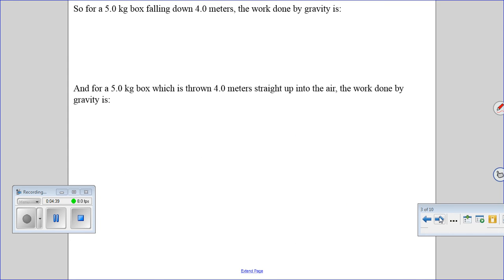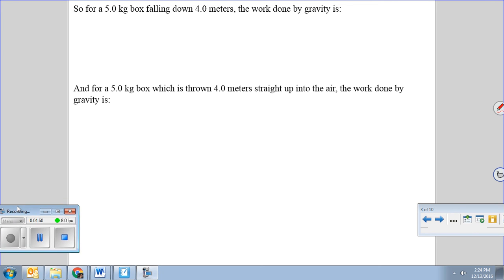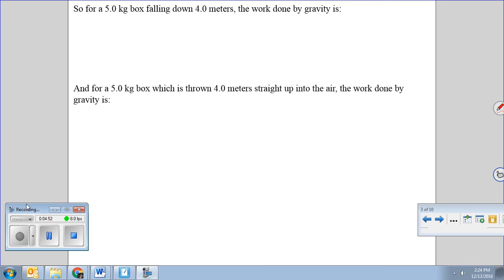All right, so what we're going to do is run through some different examples for a box that's moving up and down, either going with or against gravity. In this first example, we've got a 5 kilogram box that's falling down 4 meters. So, to set this up.